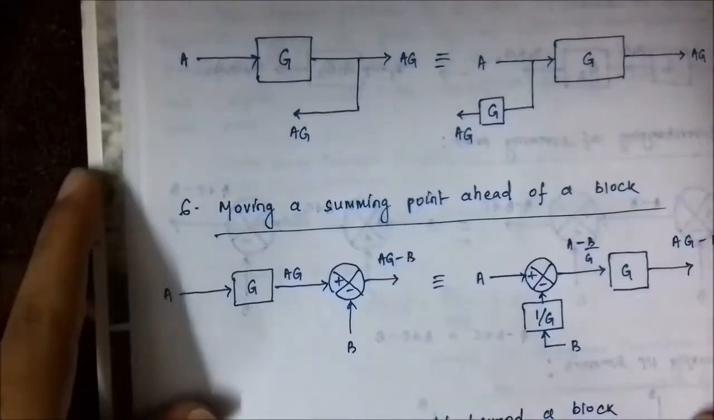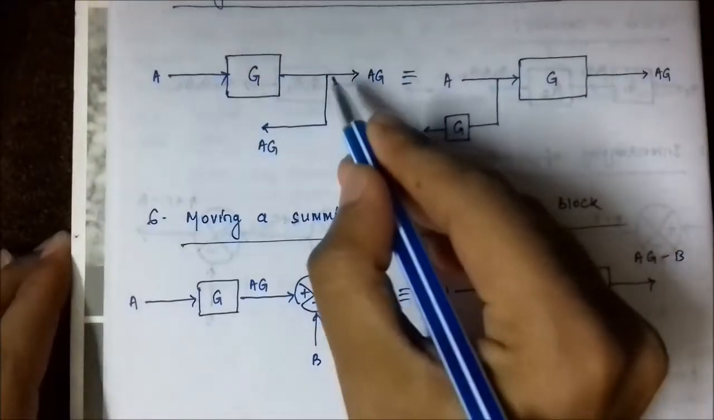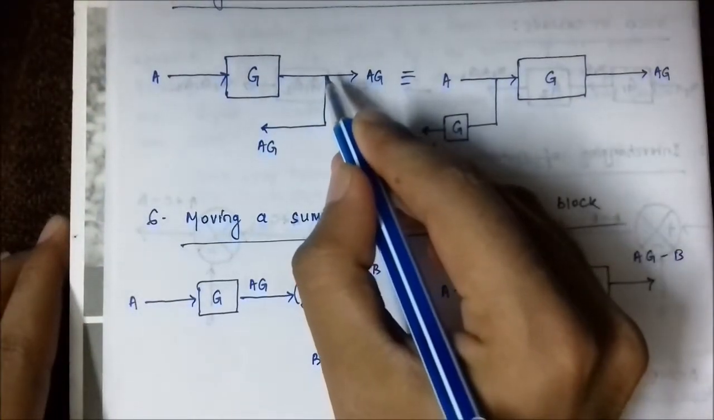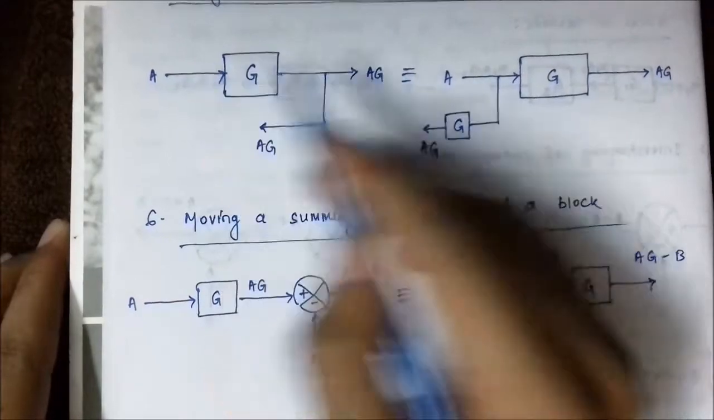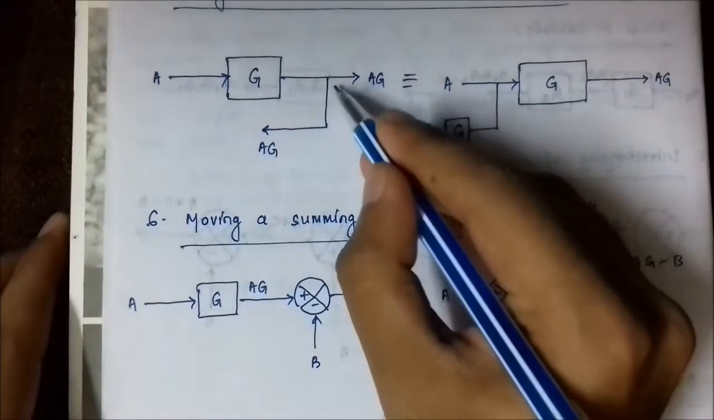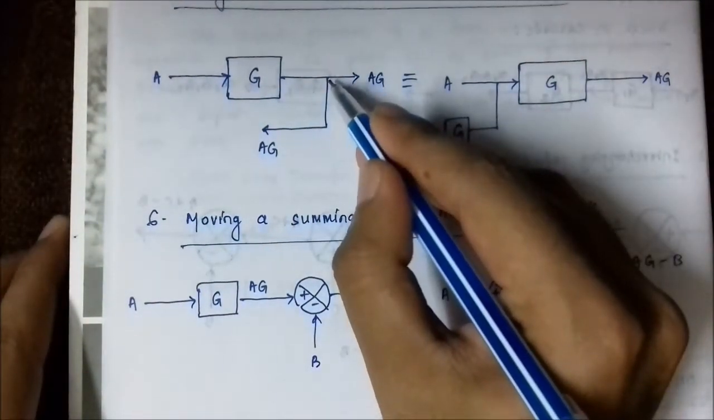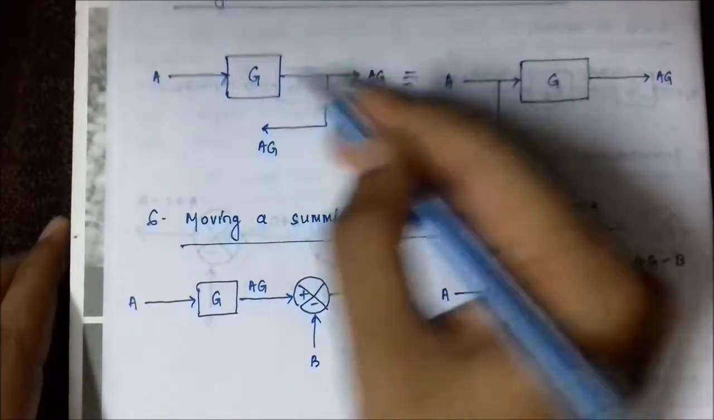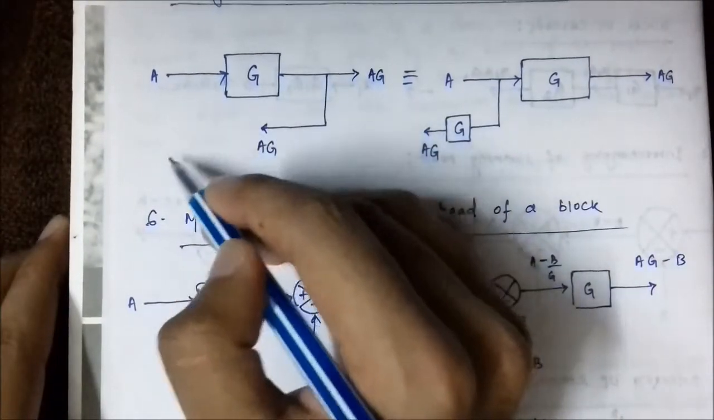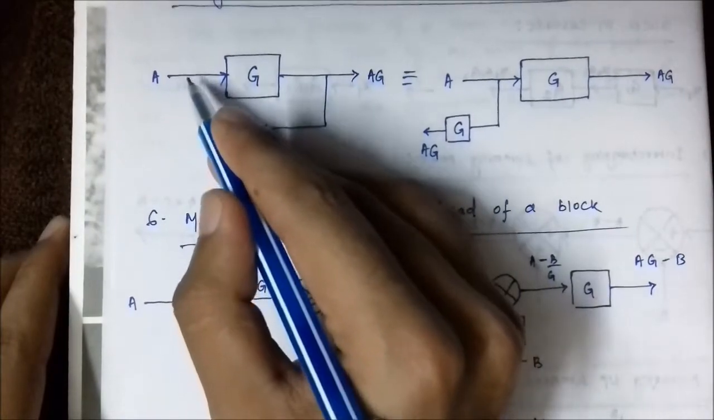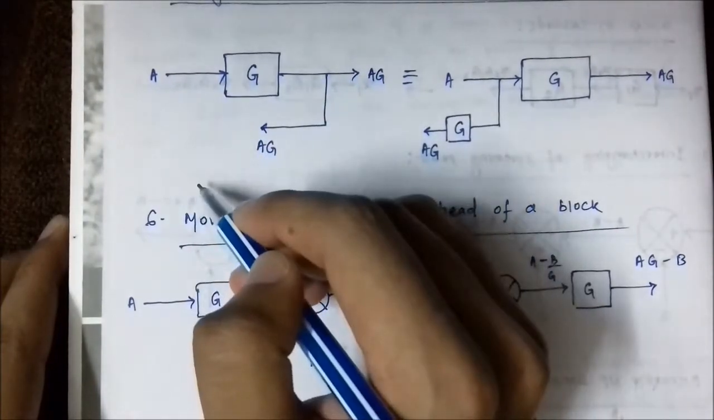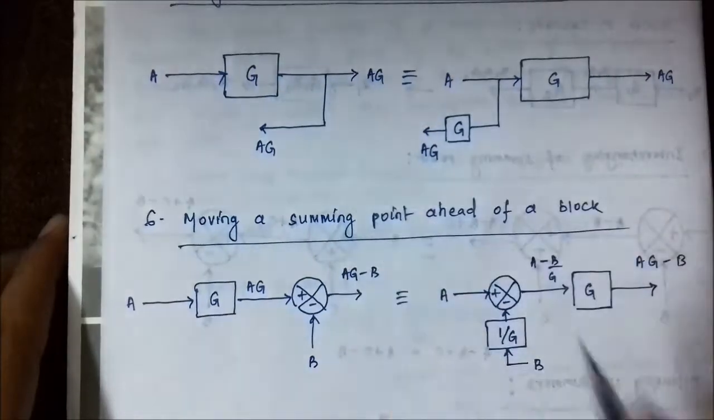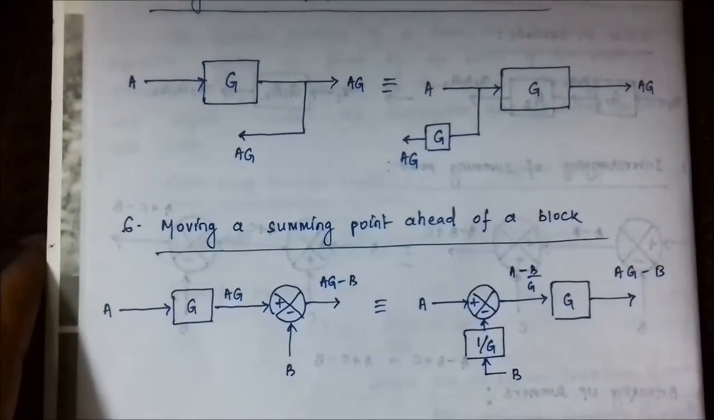Okay, here the takeoff point is, we are going to shift it from here to here. Here the value is AG. We cannot disturb that value. Even though we shift the takeoff point from here to here, it has to have the same value, which means it has to have the value AG. That is the principle of shifting. You cannot disturb its value.